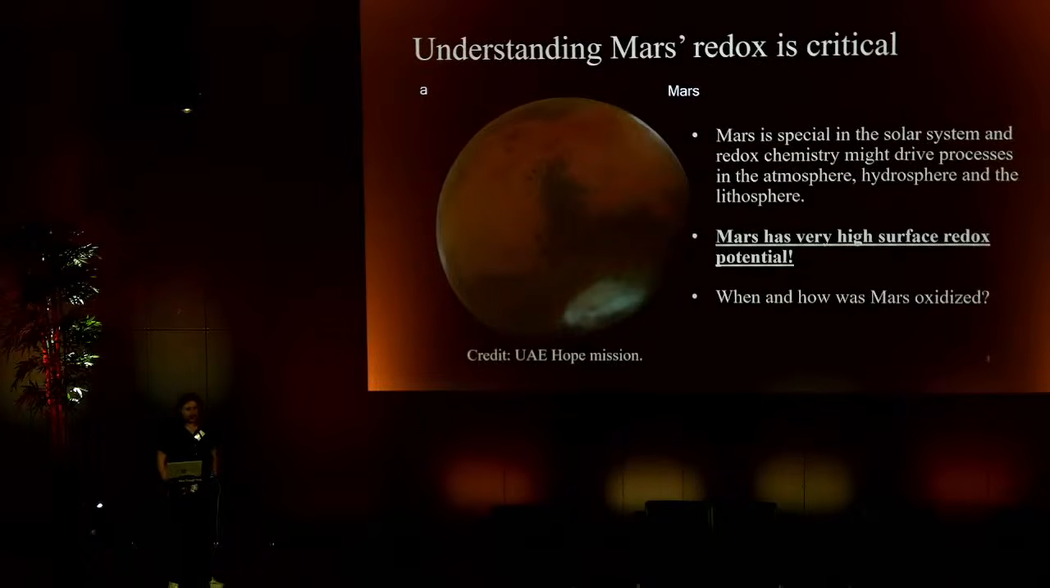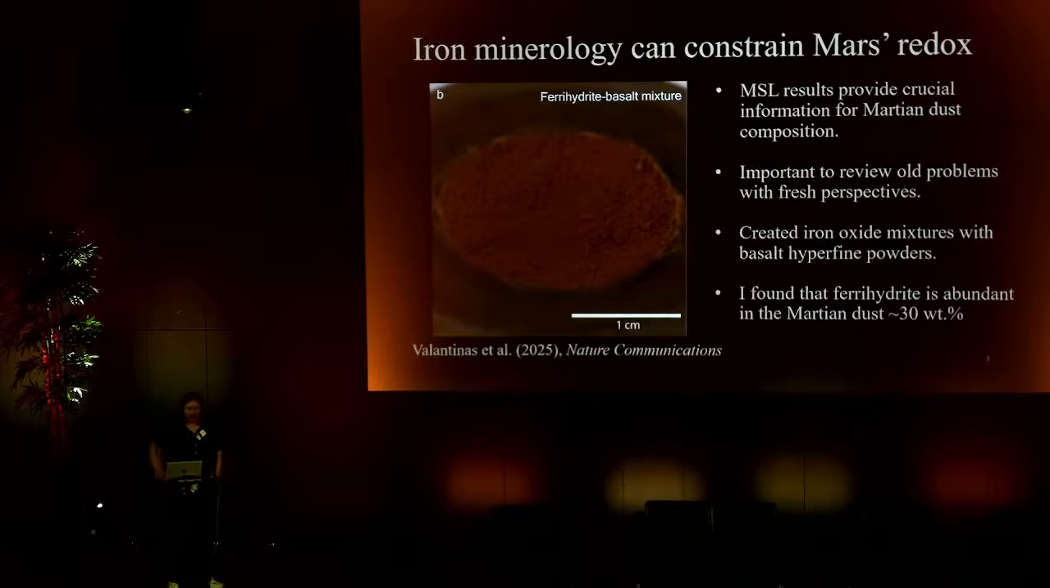Because the redox processes are important. They happen in the Martian atmosphere, on the Martian surface, and could also have happened in ancient Mars waters. So it's an important problem that we should address and try to investigate. So I'm basically tackling the Mars redox problem through iron mineralogy.